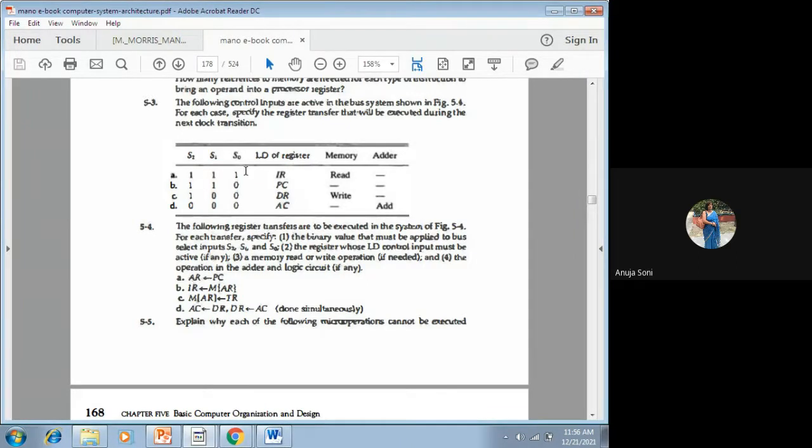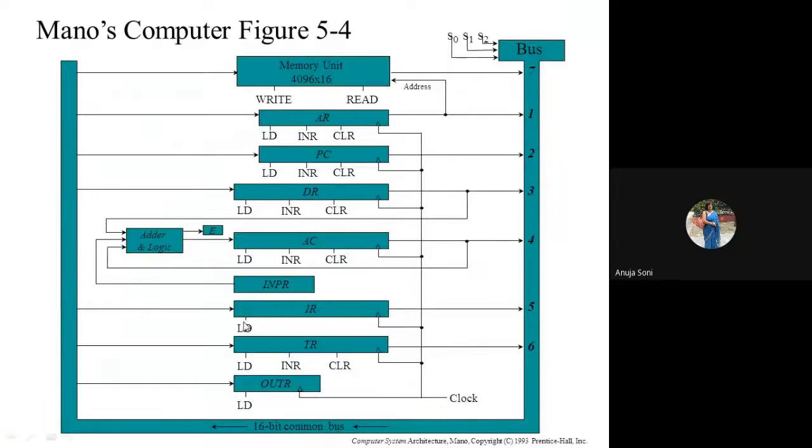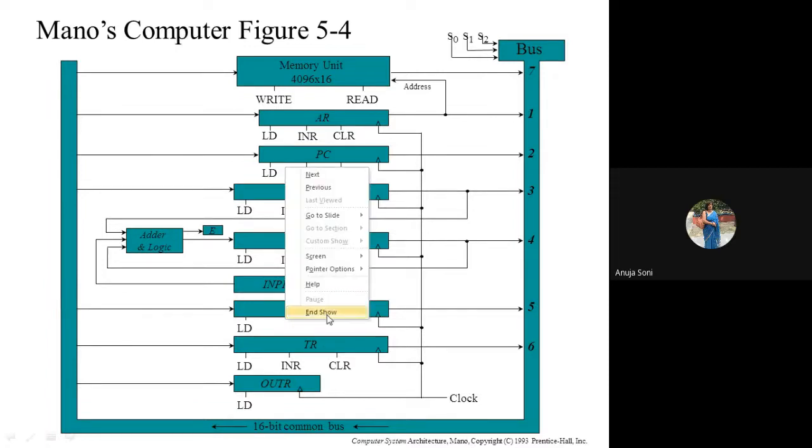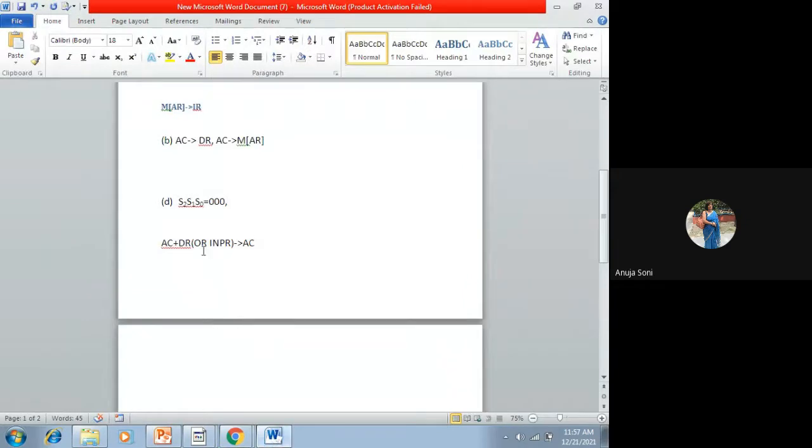So what will be the value of S0, S1, S2? I will go to the common bus diagram. From where to where are the contents to be transferred? From PC to AR. What number is written in front of PC? It is basically 2. 2 means 0 1 0. So that means the value of S0 S1 S2 will become as follows.